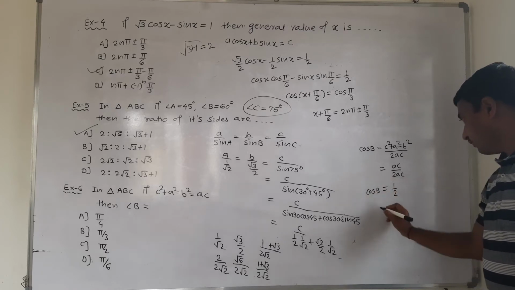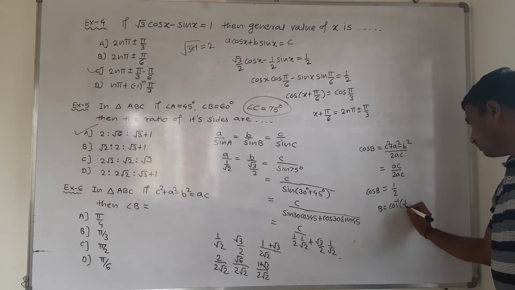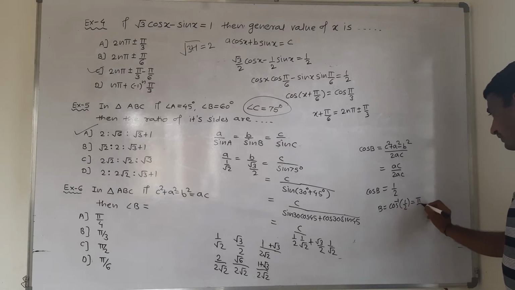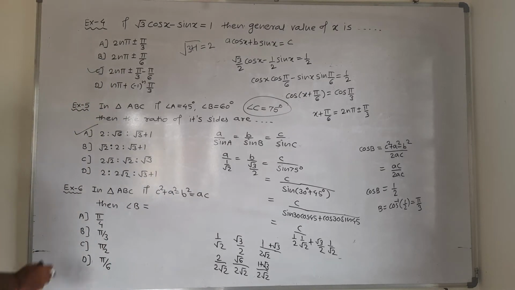Therefore B is equal to cos inverse 1 by 2, and for 1 by 2 for cos, it is pi by 3. For pi by 3 angle, B is pi by 3. Therefore, option is B.